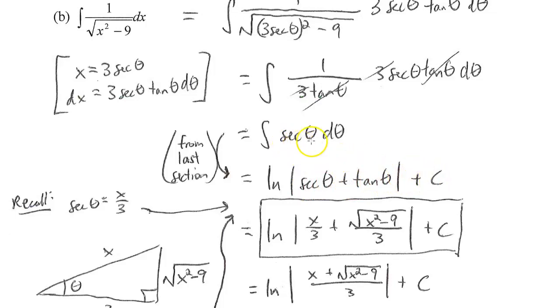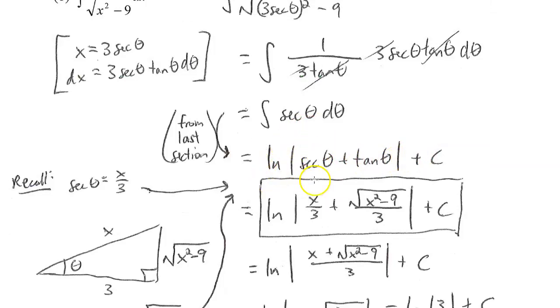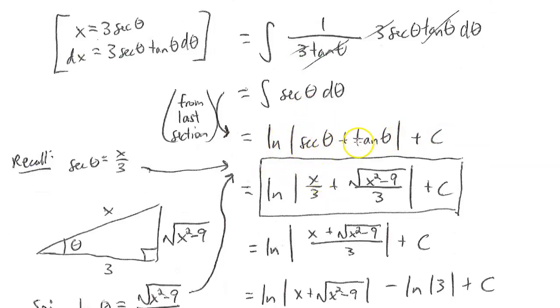And remember, there was kind of a clever trick you had to do. You had to multiply secant by a special way of writing 1. That way of writing 1 was secant theta plus tangent theta all over itself. But anyways, we did this integral last time, the integral of secant theta, and we came up with this. And so now the question is, what is secant theta and what is tangent theta?